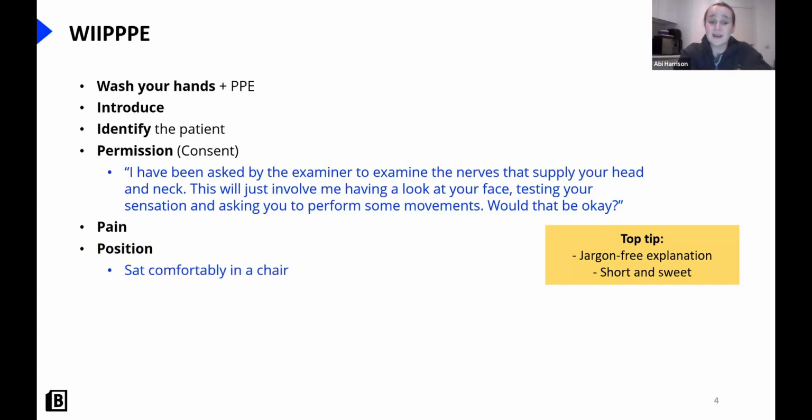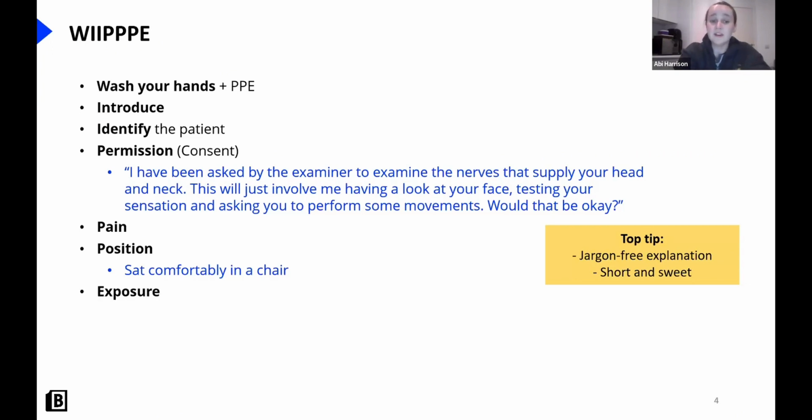Positioning for a cranial nerve exam, the easiest thing, because we'll come on to why it makes visual fields a lot easier, is the patient sat in a chair. And if you've got a chair that you can sit opposite them, so you're on their level, I think that's a lot nicer as well.